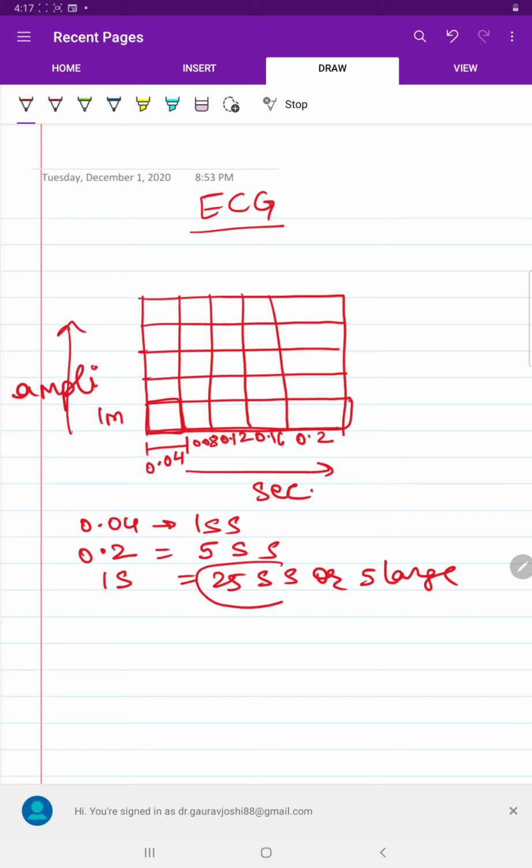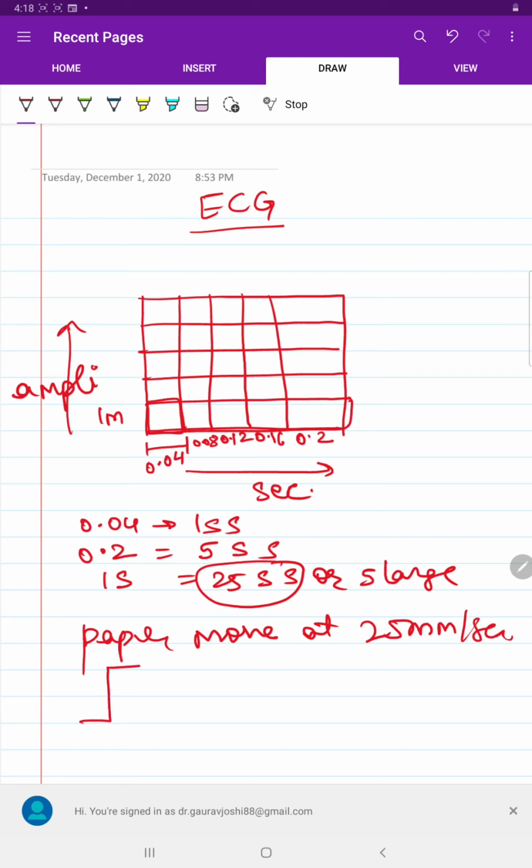Why are we taking 25? Because the ECG paper moves at 25 millimeter per second, and there is a standardization of ECG. This is 10 mm. Whenever we see the ECG paper, we must see the written standardization of 10 mm in amplitude and 25 millimeter per second speed.